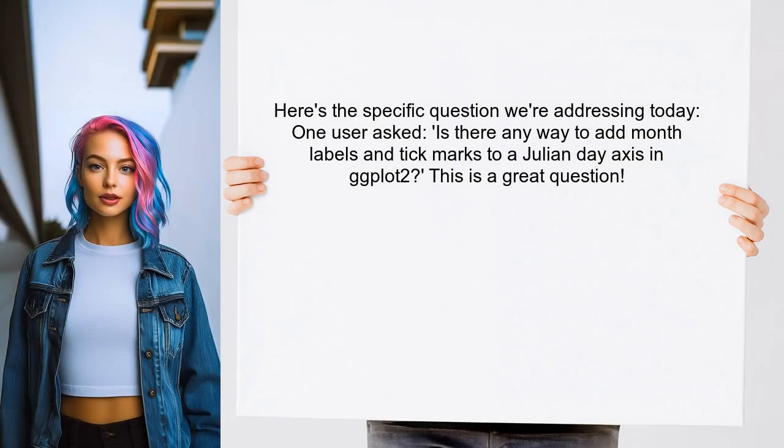Here's the specific question we're addressing today. One user asked, is there any way to add month labels and tick marks to a Julian Day X-axis in ggplot2? This is a great question and one that can enhance the readability of your plot significantly.